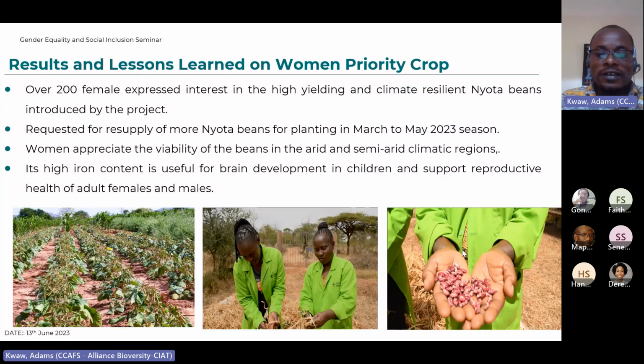One other important outcome from this approach was that it drew more women closer to the project innovation, particularly the climate or drought resilient seed system introduced to them. And because they are more particular about their household food security, they were then able to make informed decisions around the seed systems, leading to higher demand of Jota beans in particular.